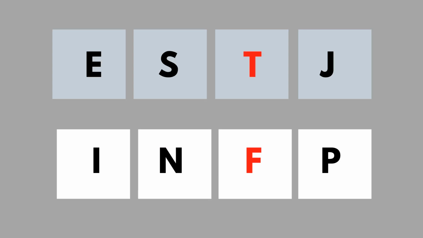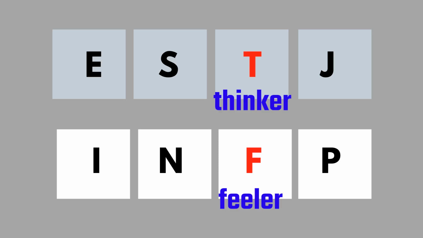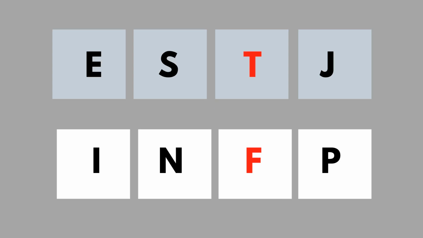Next, we come to the third alphabet. It will either be a T or an F. If you are a T, it means that you are a thinker. You prefer thinking rather than feeling. If you have an F on your MBTI profile, it means that you are a feeler. You prefer to feel more than you prefer to think.